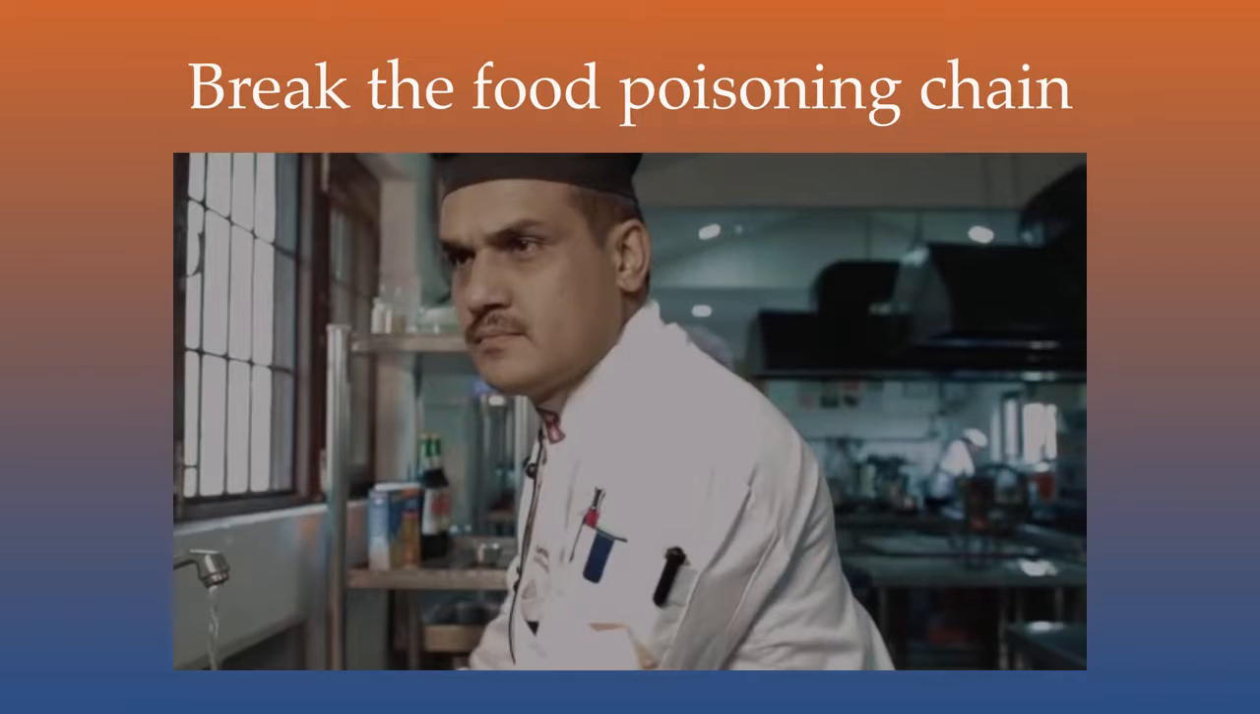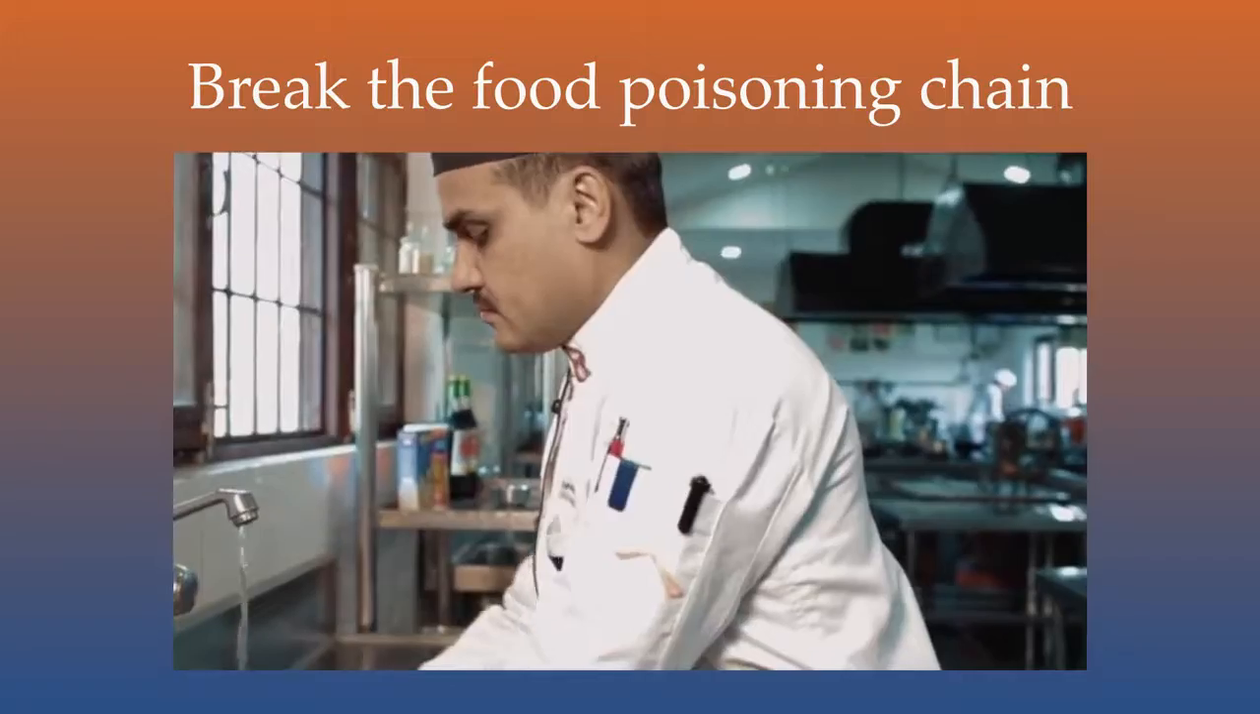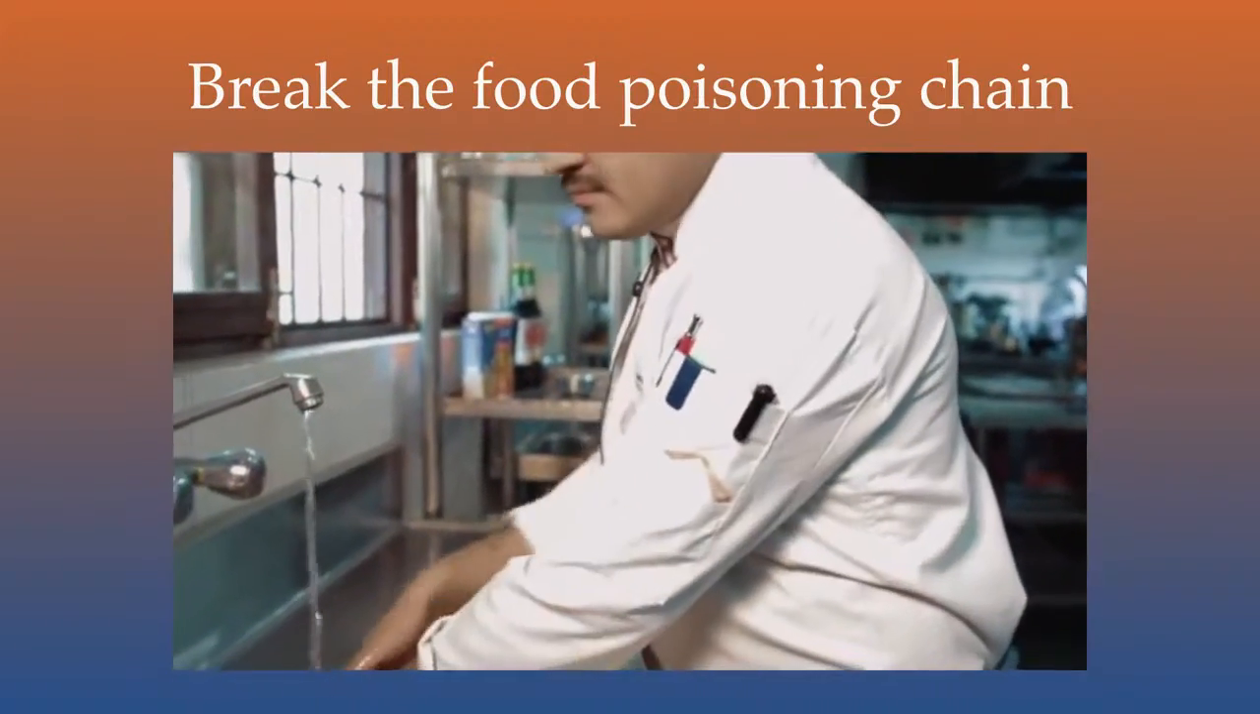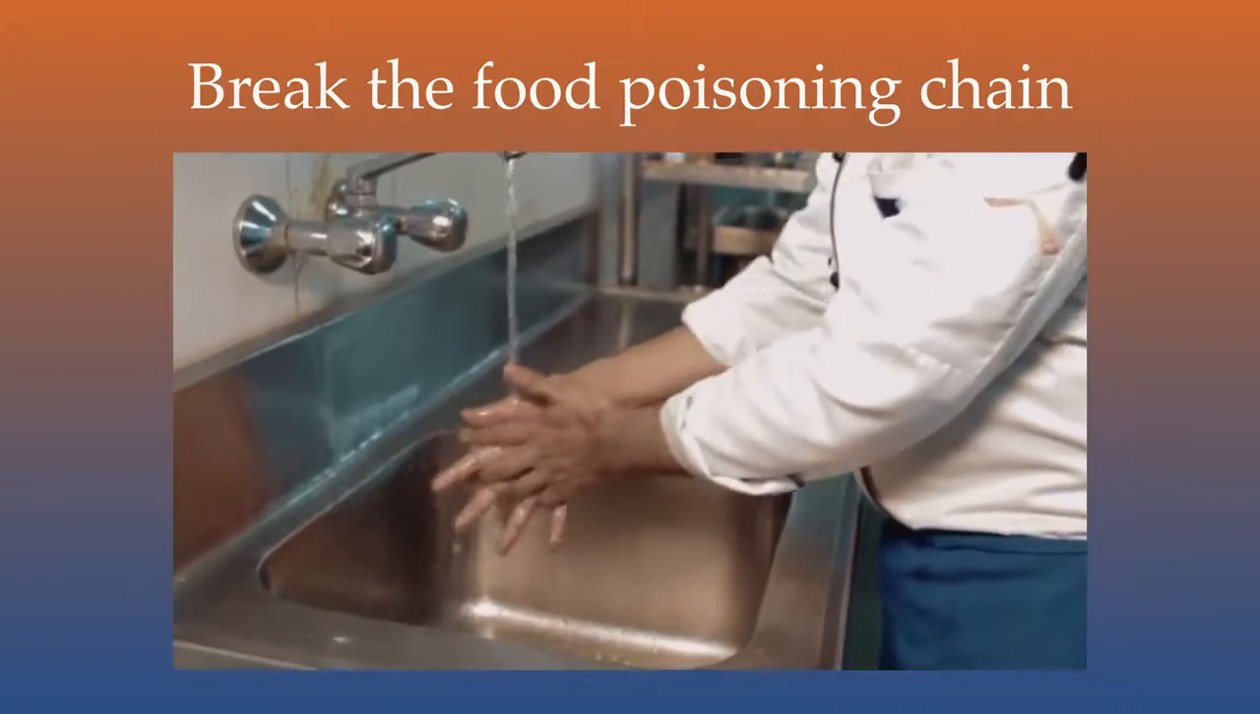Maintain high standards of personal hygiene. Hand washing and clean clothing are very important steps in breaking the chain of food poisoning. This video demonstrates the proper way to completely wash your hands before handling food. Notice how our chef is careful to clean the palm of the hands, back of the hands, fingers, and especially fingernails.